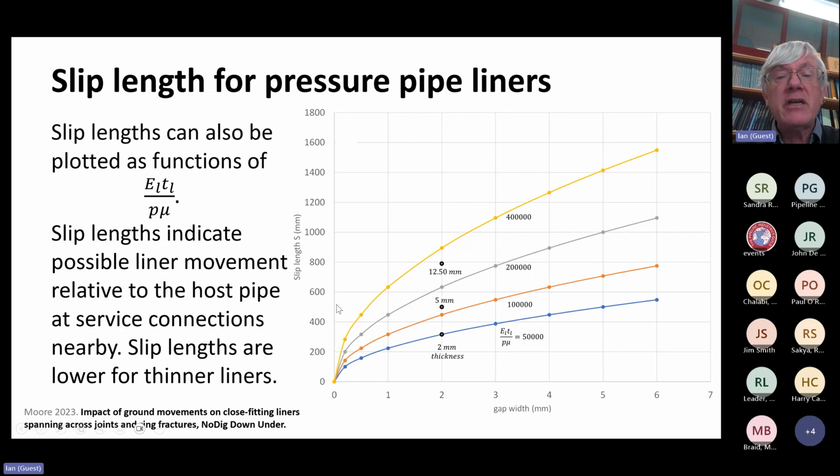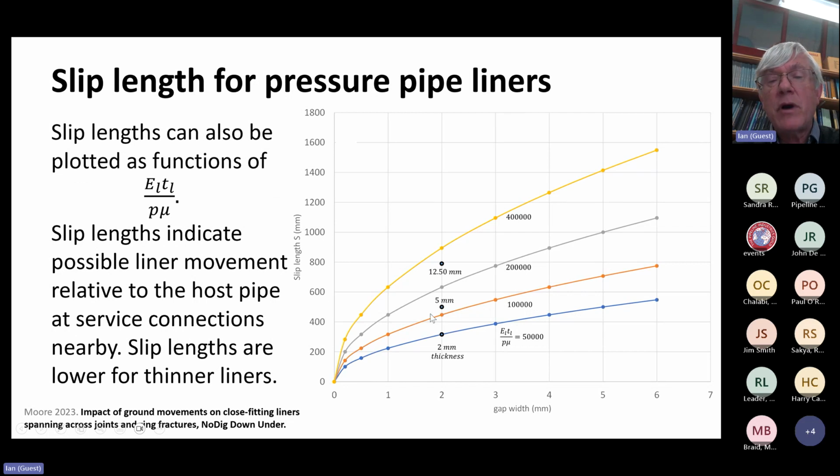Here, it's giving us an idea of the slip lengths, so the distance from that joint or fracture and how far away slip will develop. So we're looking at, again, these sorts of ranges of parameters and gap widths. And let's say, for example, we've got a 5 millimeter thickness liner, which is opening by 2 millimeters. We would have slip about 0.5 meter away.